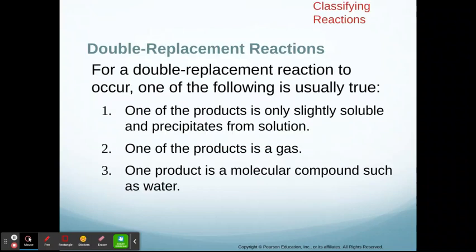All right, so essentially, for a double replacement reaction to occur, one of the following is usually true. Okay, number one, which is one that we usually follow, is that one of the products is only slightly soluble and precipitates to form a solution. Number two, doesn't happen often, but it does once in a while: one of the products will be a gas. And three, you can have one product be a molecular compound such as water. So these are some of the cases that you could run into with these kinds of reactions.